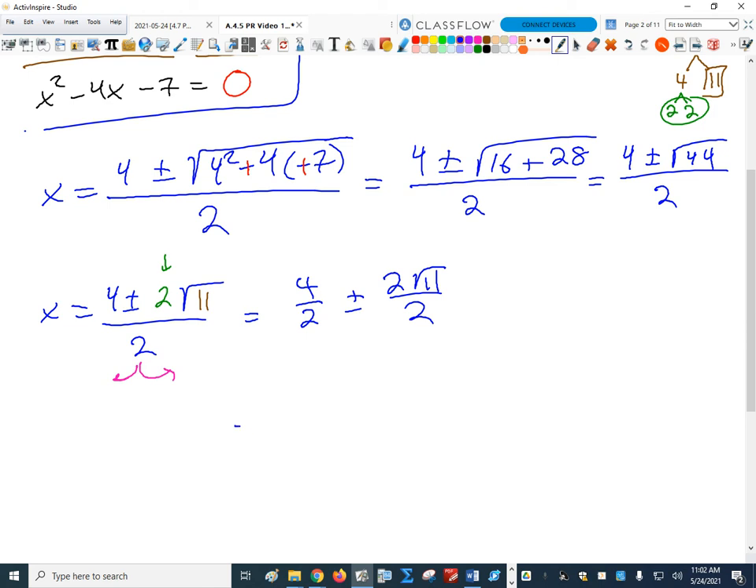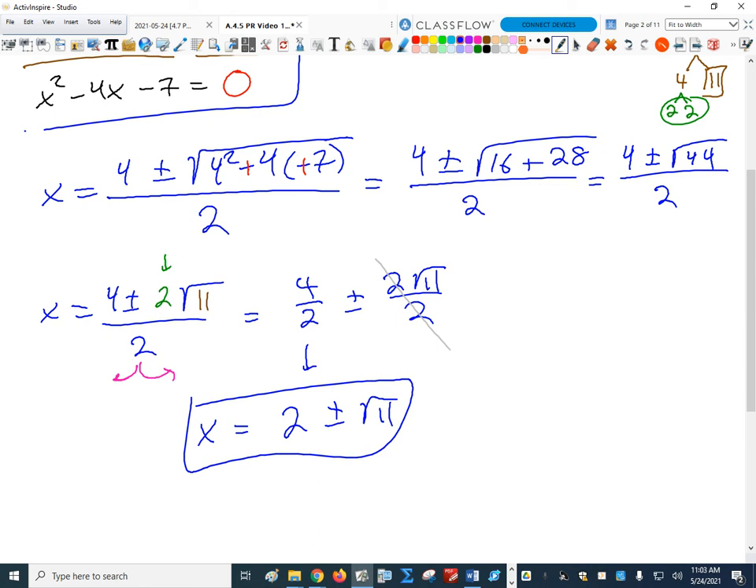4 over 2 reduces to what? 2. Okay, what about this one? 2 times the square root of 11 over 2. What can I do there? Well, you guys, don't make it harder than it is. Yeah, I can just cancel the 2's. Okay, and I just get the square root of 11. But I want to make sure you understand why. So I'm going to take just a second. So those are my 2 solutions.